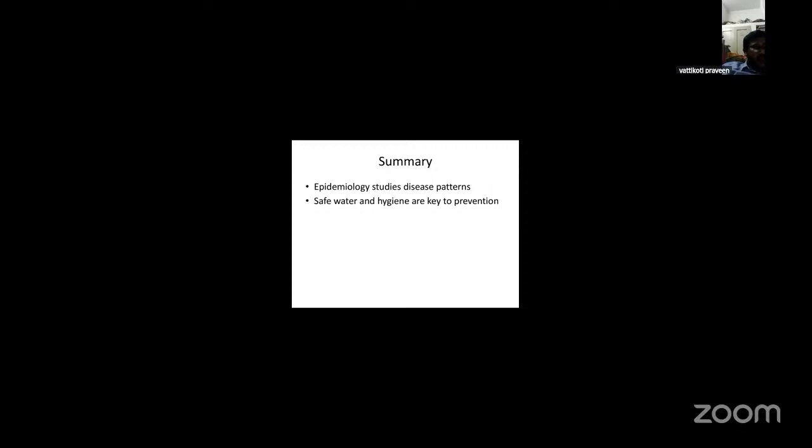What does this indicate in epidemiology? Safe drinking water, proper sanitation, and good hygiene practices are the most effective methods for preventing disease transmission, reducing outbreaks, and protecting community health. These are all the epidemiology methods.